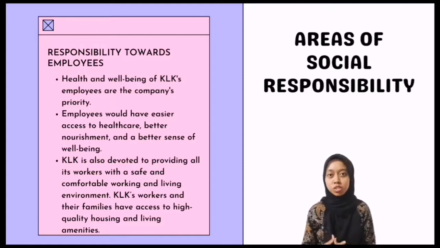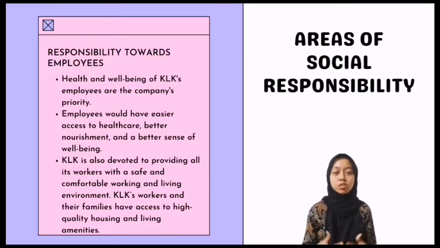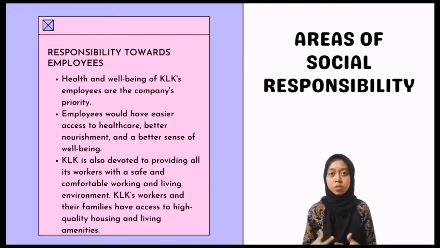Firstly, the area of social responsibility is toward employees. KLK wants to provide its employees with an environment and opportunities to maintain a healthy life. Infrastructure and amenities such as clinics and recreational facilities have been established. Employees would have easier access to healthcare, better nourishment, and a better sense of well-being. KLK also provides the workers with a safe and comfortable working and living environment. KLK's workers and their families have access to high-quality housing and living amenities.